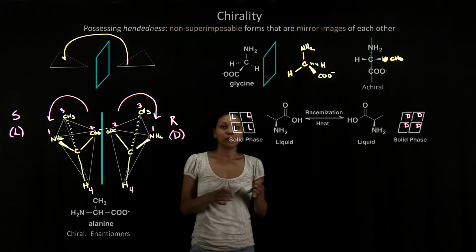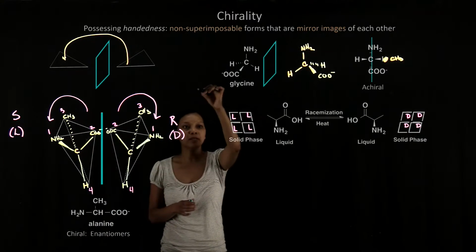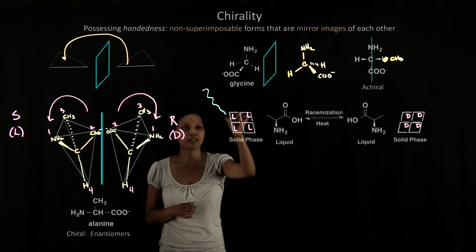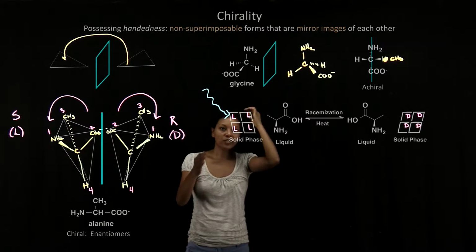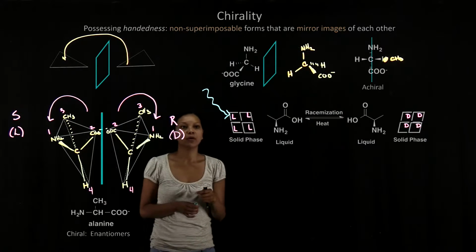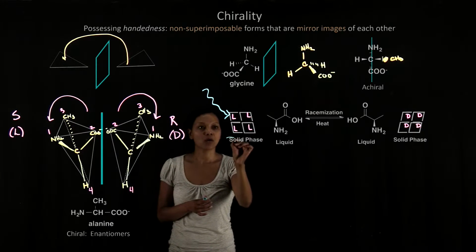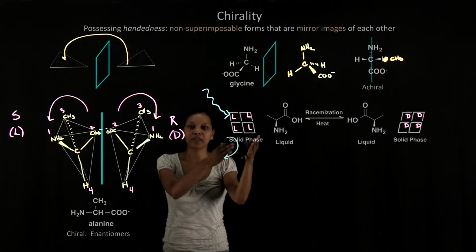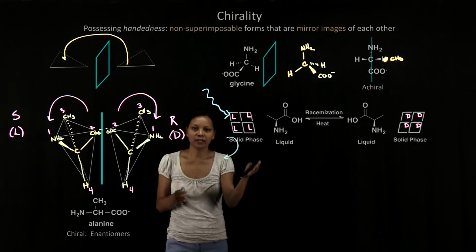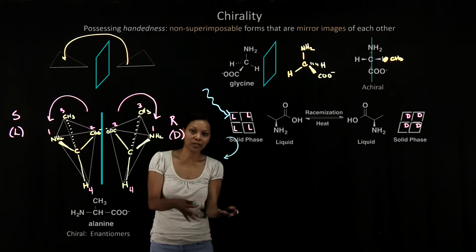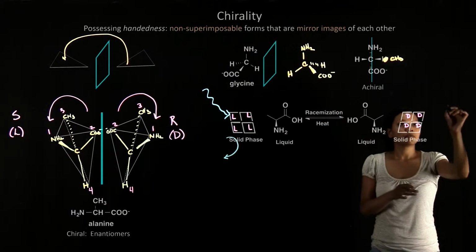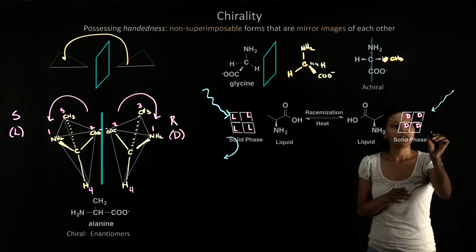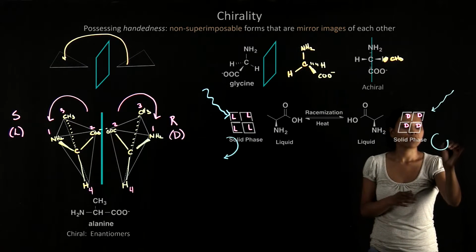And one of the ways we're able to do that is by shining plane polarized light onto the sample. And so plane polarized light, once shined into an enantiomerically pure sample, can be rotated either in a clockwise or counterclockwise direction. So if the L enantiomer is rotating the plane polarized light, for example, in a clockwise direction, then the D enantiomer will be rotating that same polarized light in the opposite direction, or the counterclockwise direction.